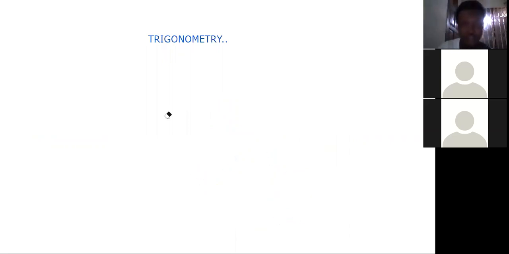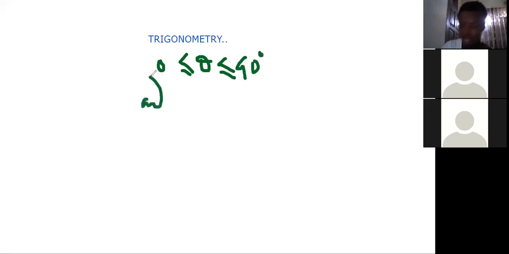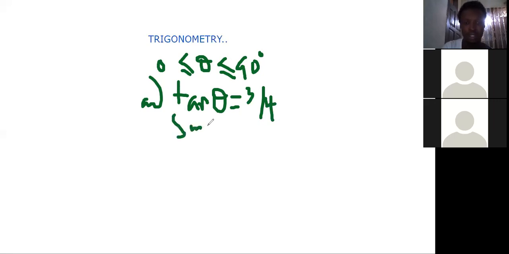Okay, so if this angle theta is greater than or equal to 0 but less than or equal to 90 degrees, and tan theta is equal to 3 over 4, find sin theta and cos theta.